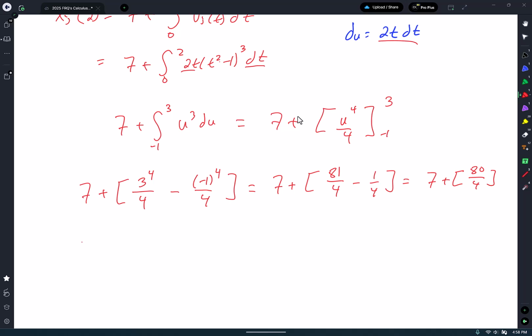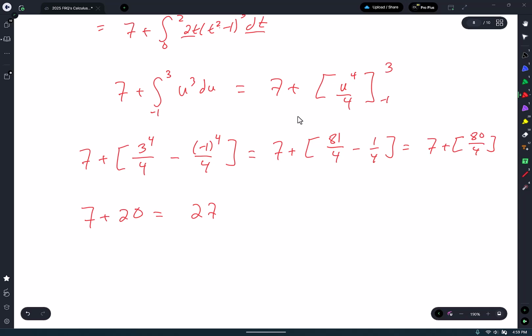Let's see. I think we can do that. 7 plus, let's see. 8 divided by 4 is 2. So 80 divided by 4 must be 20. And there it is. There's my position. So x j of 2 is nothing more than 27.